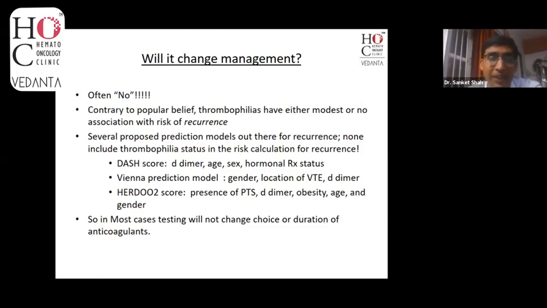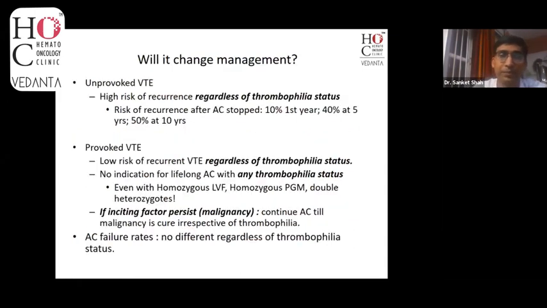Now, will it change the management is the first important criterion. You should ask this question. Often the answer is no. Contrary to popular belief, thrombophilias have either modest or no association with the risk of recurrence. There are several proposed prediction models for recurrence, but none of them includes thrombophilia status. So in most cases, testing will not change the choice or duration of anticoagulant.